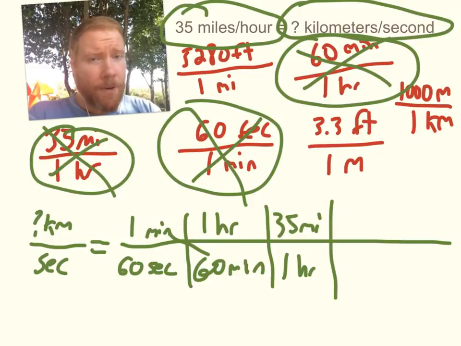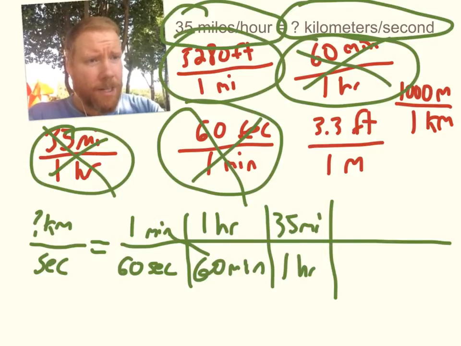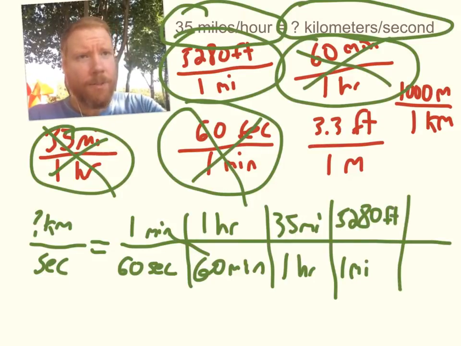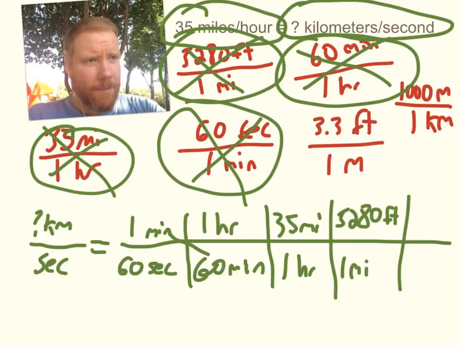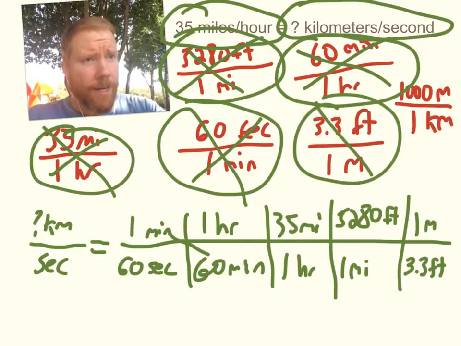Okay, so next one. We're not done adding yet. So we need miles to match down and across, and we have this domino here with miles in it. So it's going to be 1 mile on bottom is equal to 5,280 feet. Okay, draw a line. So we use that domino. The next one has to have feet on bottom, so it's going to be this one right here. So there are 3.3 feet in 1 meter. So I can X through that one.